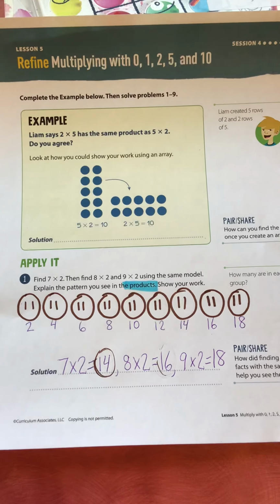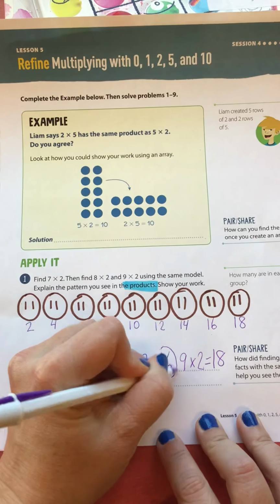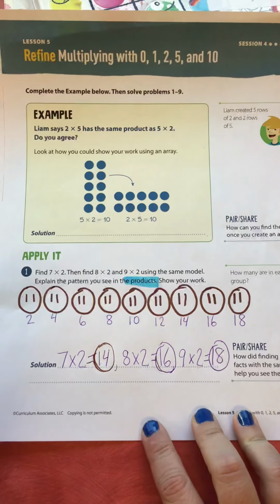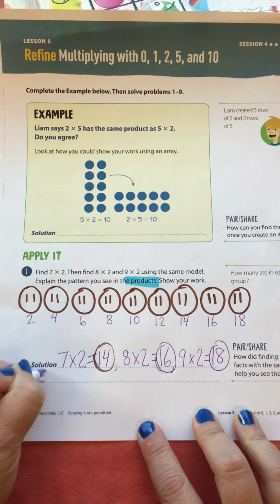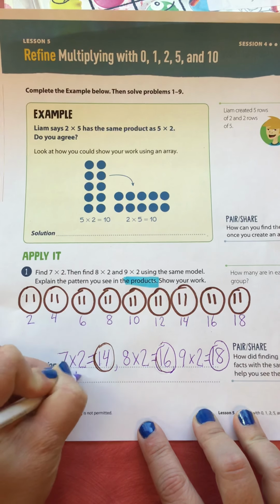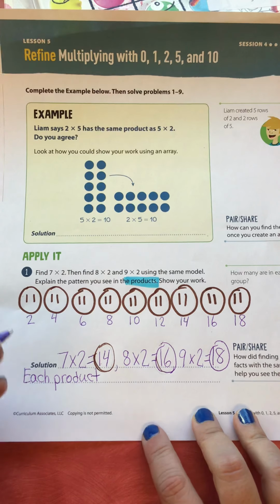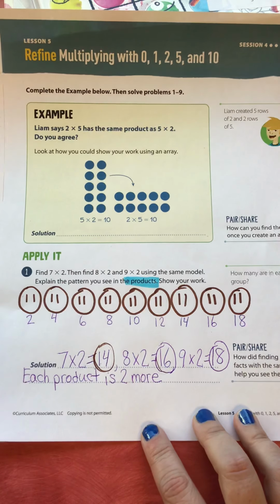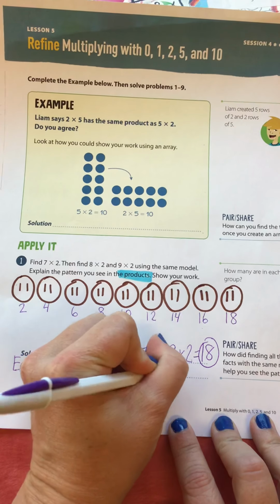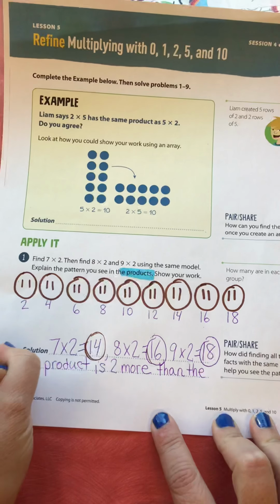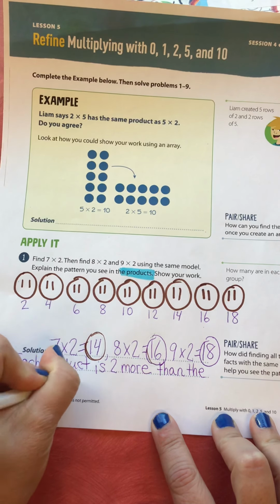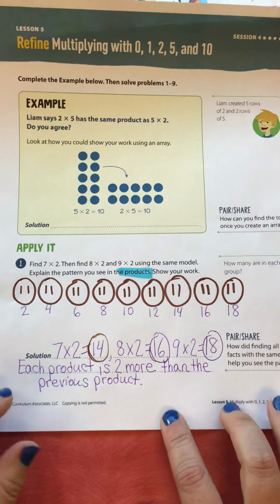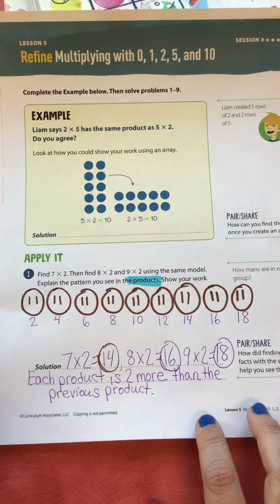My marker just stopped working. Each product goes up by how many? 14, 16, 18. It goes up by 2. So each product is 2 more than the previous product.